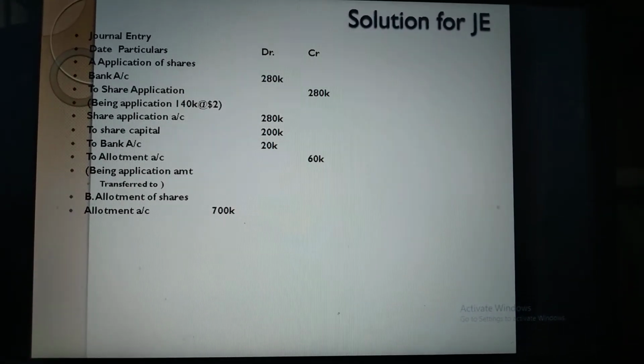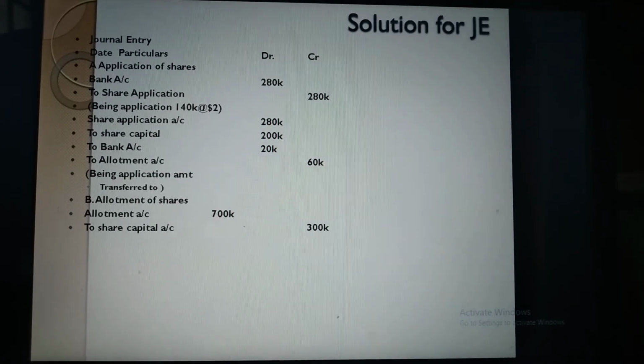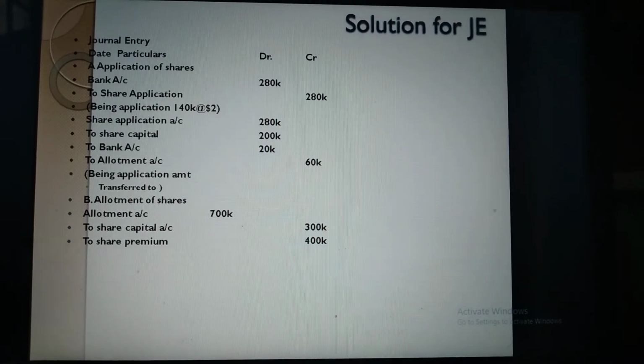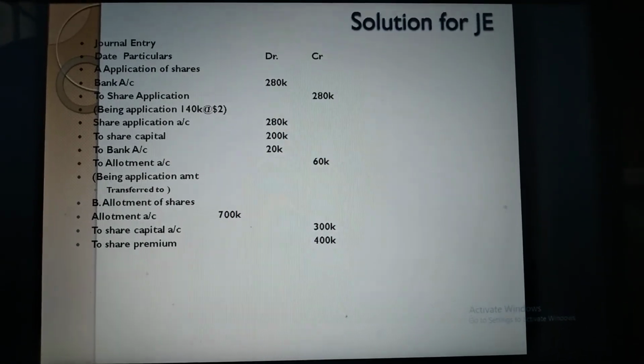Allotment account. So in allotment account, we open 2 accounts on the basis of the question, but in our question we have premium, so we need to open 3 accounts. So we have allotment account, you debit 700K. 2, share capital, you credit 300. 3, share premium, you credit 400,000.